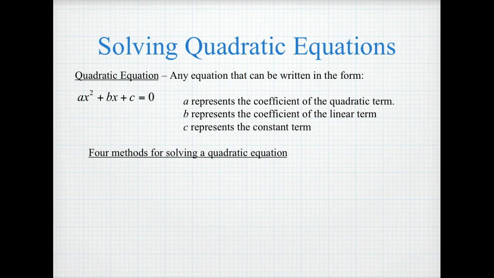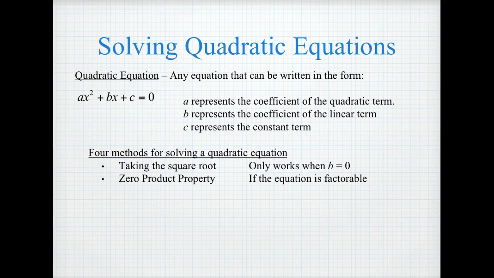We will learn 4 ways to solve a quadratic equation. The first method is to solve by taking the square root. Solving by taking the square root is a recommended method to use when the value of b is equal to 0. The second method is to solve by using the zero product property. Factoring the equation is what allows us to use the zero product property, and it is the recommended method if the equation is factorable. The third method of solving quadratic equations is to complete the square.